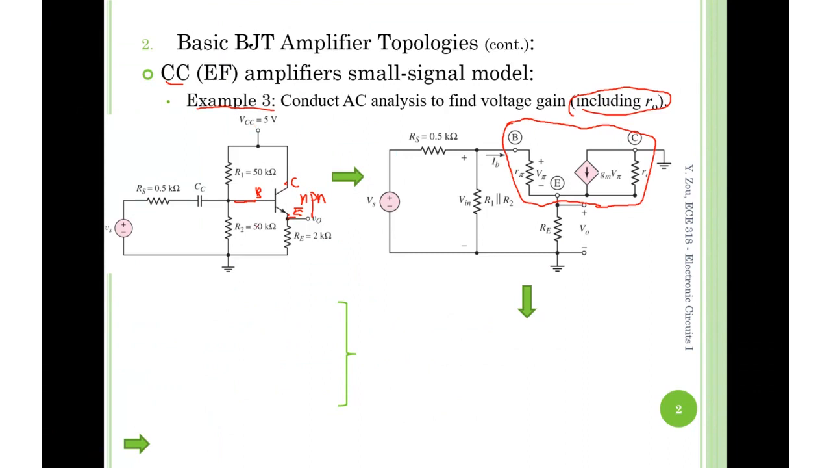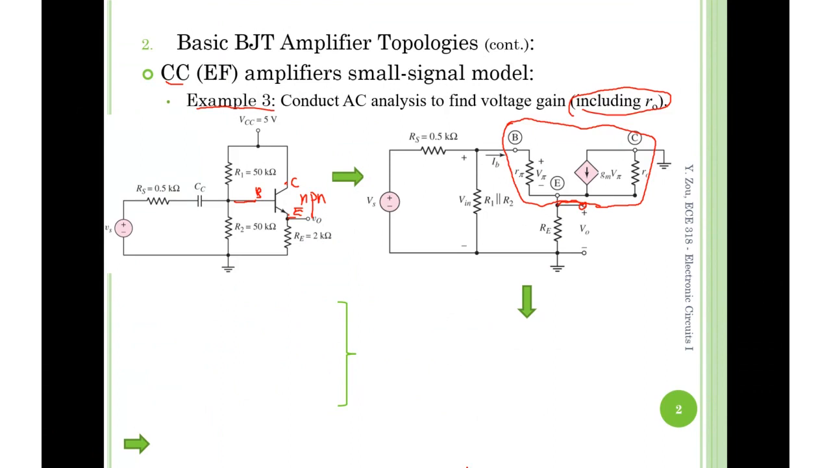The emitter is the output, it's labeled here. The emitter also has a resistor RE. The other terminal of RE is the ground. So here we go, RE is down here, and so output is down here.